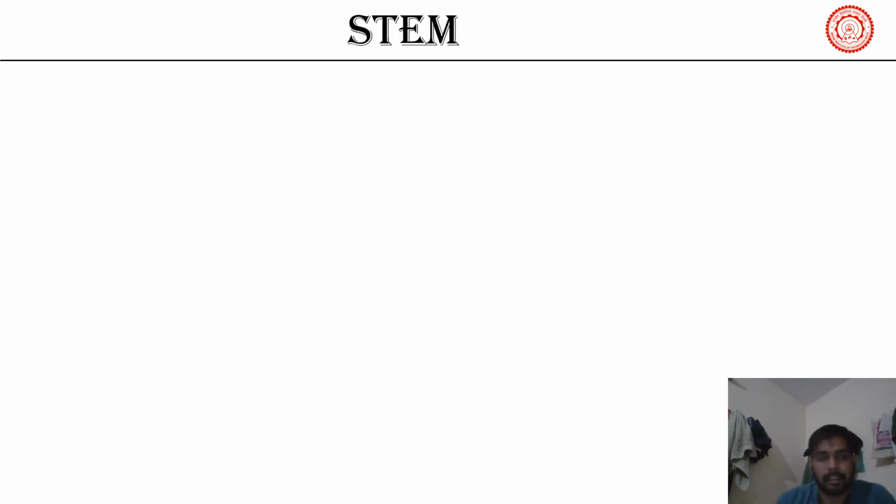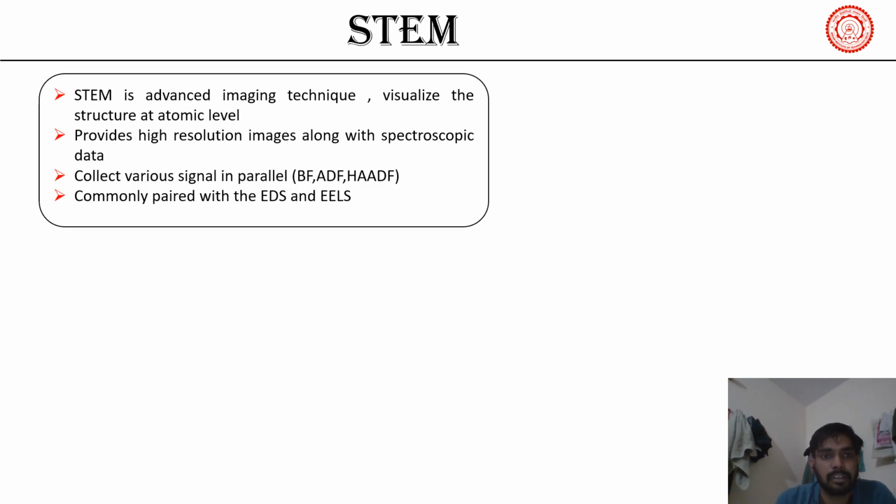Okay. Now coming to the next portion of our slides, STEM, scanning transmission electron microscopy. We will discuss some basic characteristics of STEM. First, STEM is an advanced imaging technique that visualizes structure at the atomic level. We have earlier seen in the resolution comparison that STEM is the highest resolution technique. Second, it provides high resolution images along with spectroscopic data, collecting various signals in parallel: bright field, annular dark field, and high angle annular dark field. Lastly, it is commonly paired with EDS and EELS.